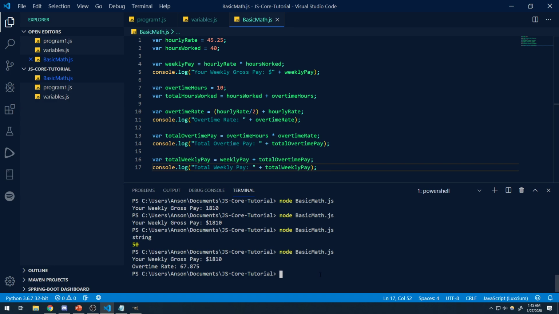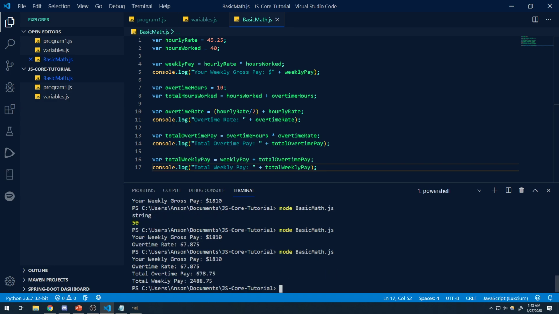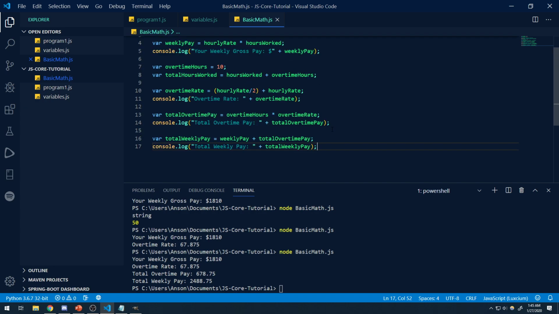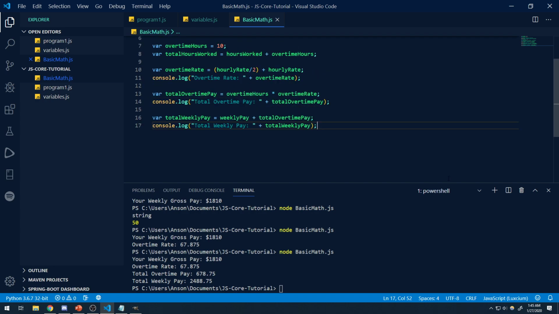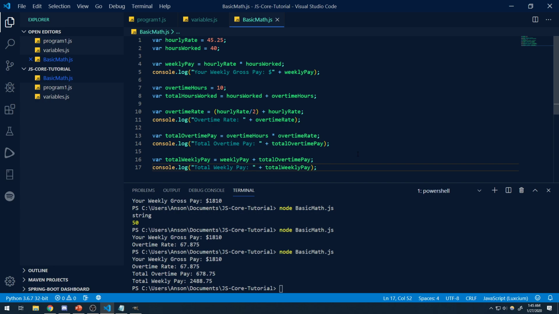Now let's go ahead and run this program. You're going to see total weekly pay is $2,488.75. Pretty awesome. That's a lot of money for just 1 week. But that's before taxes. So let's go ahead and use the subtraction operator.